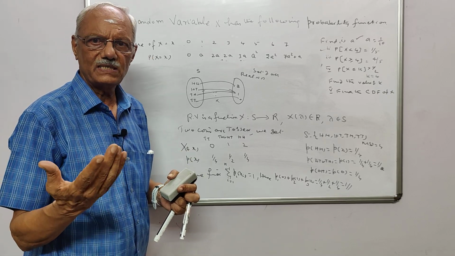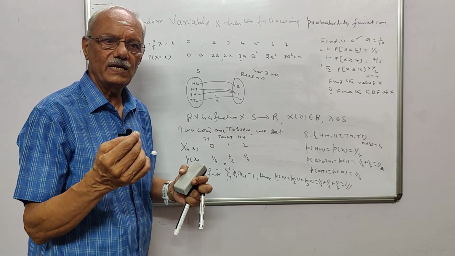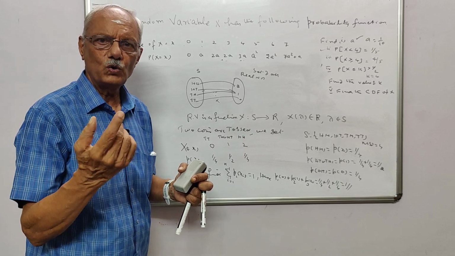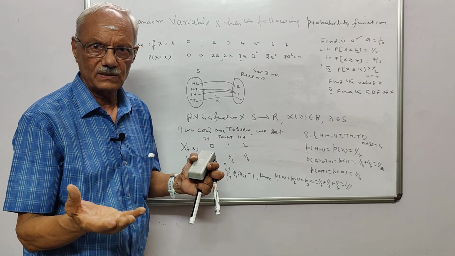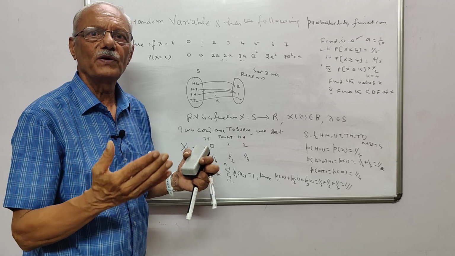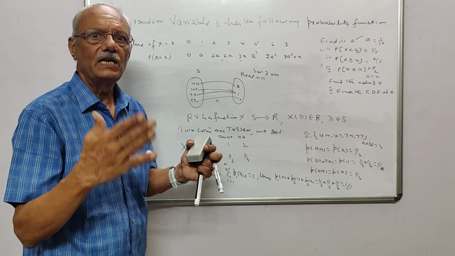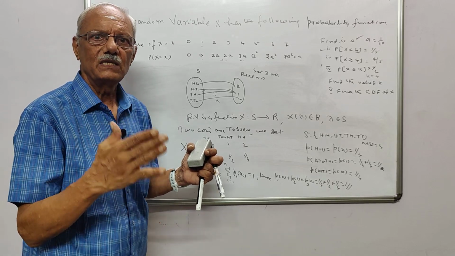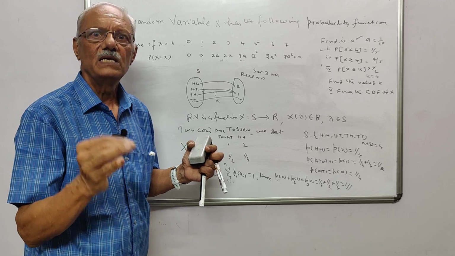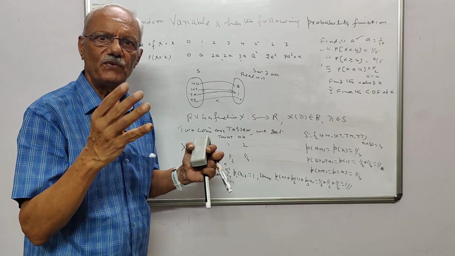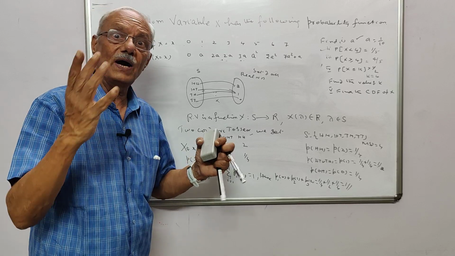Suppose another example is you toss a die, you will get either 1 or 2 or 3 or 4 or 5 or 6 points coming on the faces. Now what is the probability of getting each face? Whatever it is, it is 1 by 6 chances. That means the probability of getting every face is 1 by 6. So that face may turn out to be 1 or 2 or 3 or 4 or 5 or 6.